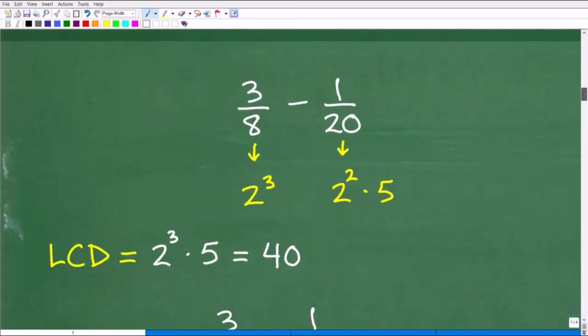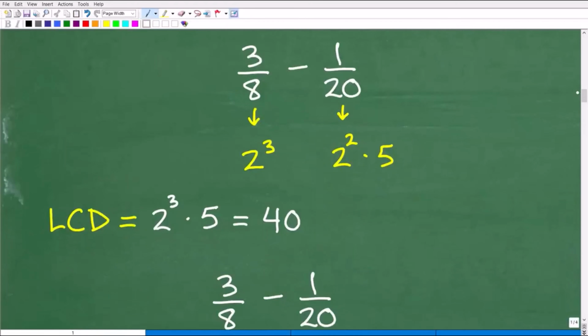Okay, so the LCD, or the lowest common denominator, when we have 8 and 20 as our denominators, is 40. Okay, so if you know that, or if you got that right, let me go ahead and give you a nice little happy face. Very, very good. Okay, so just a quick review on the LCD.